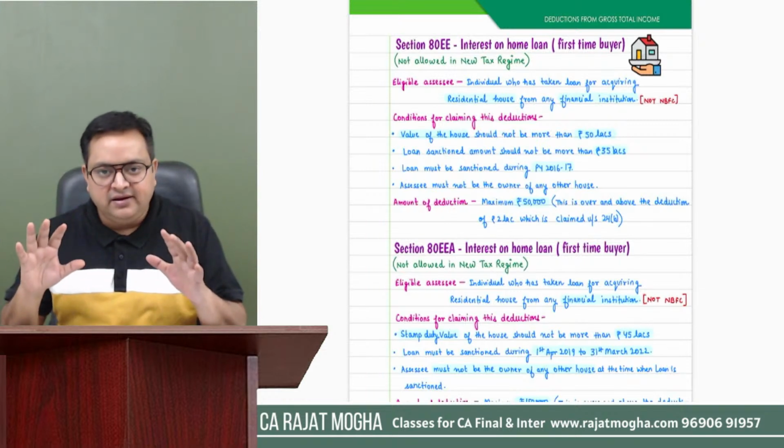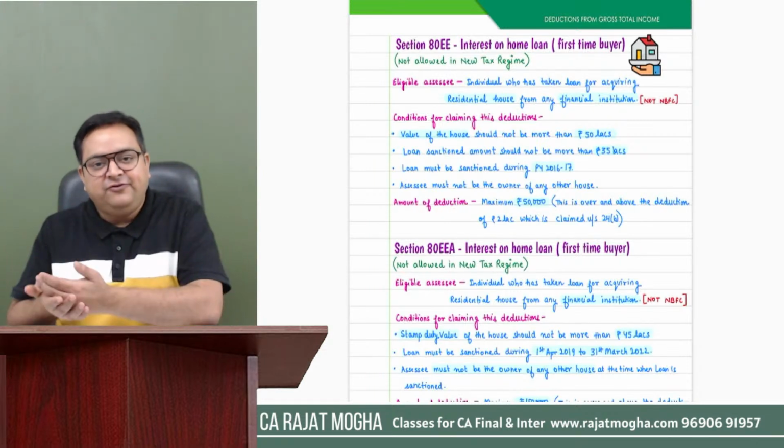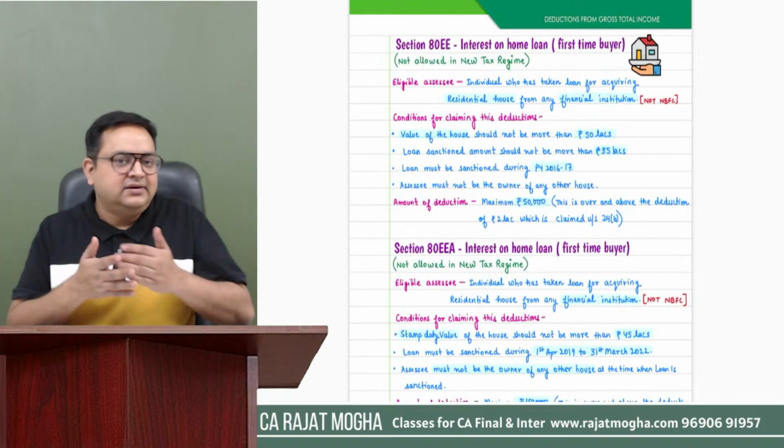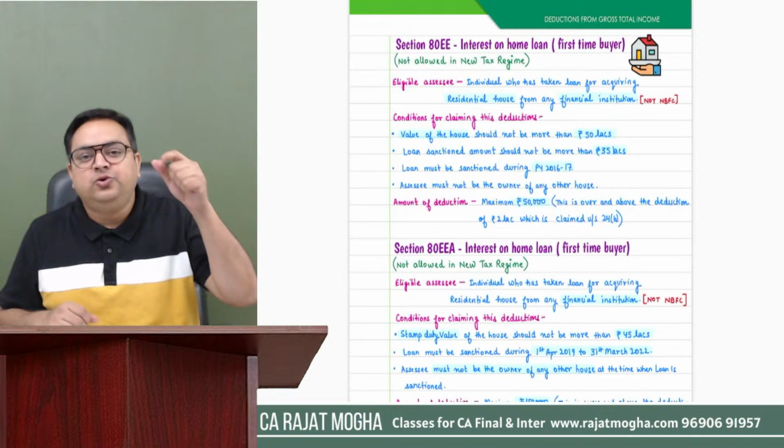They don't have a house earlier. They were not having any house earlier. They are purchasing this house for the very first time. So that is the reason this deduction is available to them. And this is over and above that 2 lakh rupees.